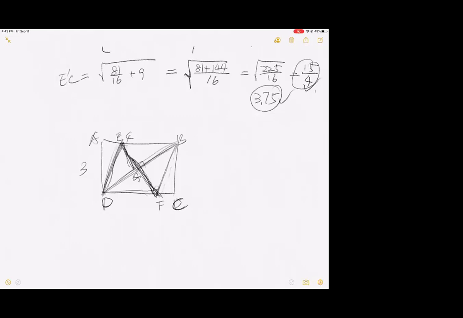What else? I'll give you a hint. You can solve it this way, but let's look at an even easier way. So BD. You know 3, you know 4. What else do you know? BD is 5, right?